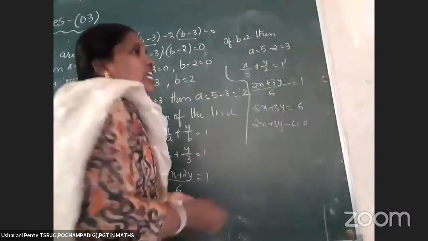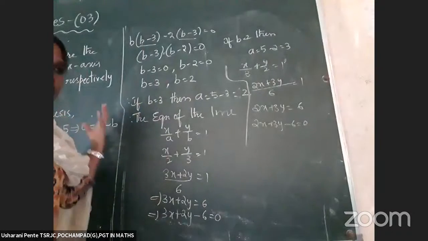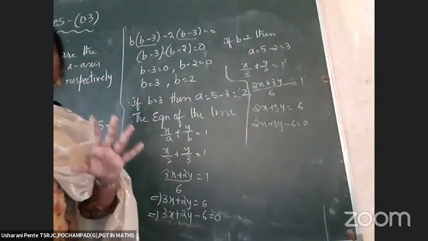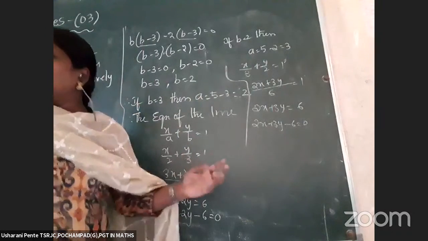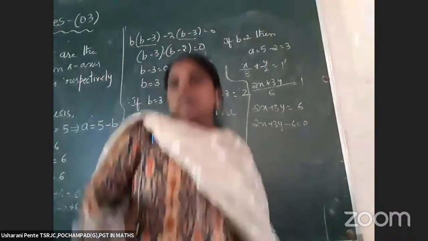Therefore, these are the equations of the straight lines. If they give A and B, they give intercepts. Similar kinds of problems you have in the exercise with conditions, so kindly do that. Thank you so much.